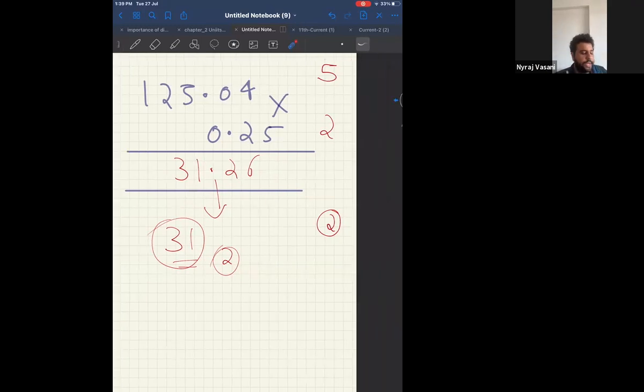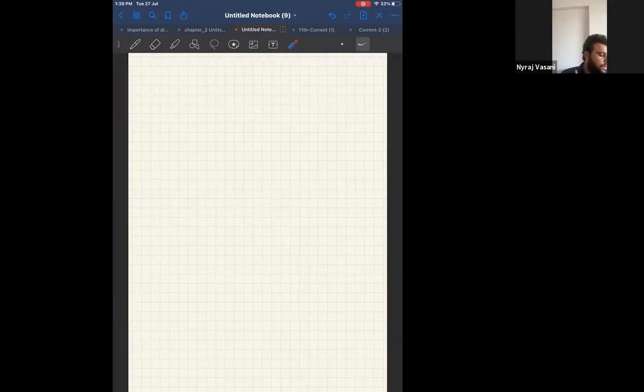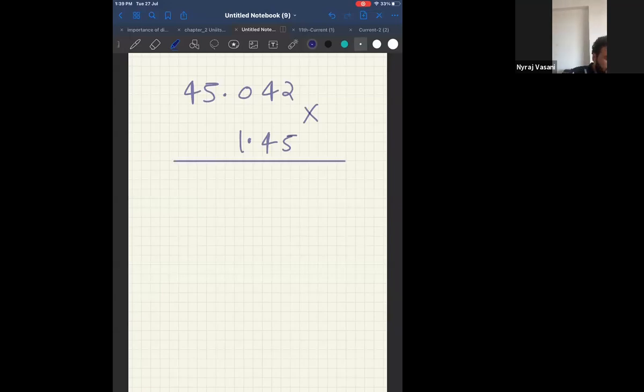Okay, there is one more example in the text, in the module. So everyone try that and then we'll discuss. 45.5 times 0.042 times 1.45. Tell me the answer and tell me the answer after applying the rule. Start.